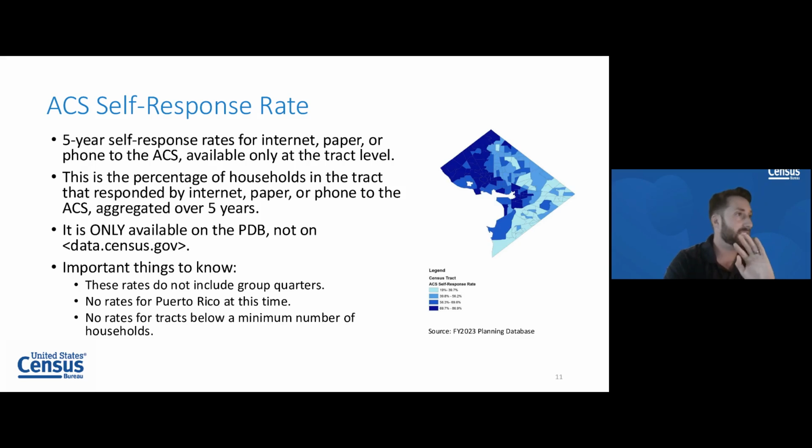And again, this is only available on the PDB, not on data.census.gov. And this is a percentage of households in the tract that responded by internet, paper, or phone to the ACS. And this is aggregated over 5 years, so this is a 5-year estimate. It's just important to note that these rates don't include group quarters. There are no rates for Puerto Rico at this time. And for certain tracts that have smaller populations, or a smaller number of households, I should say, we don't have self-response rates for some of those tracts.